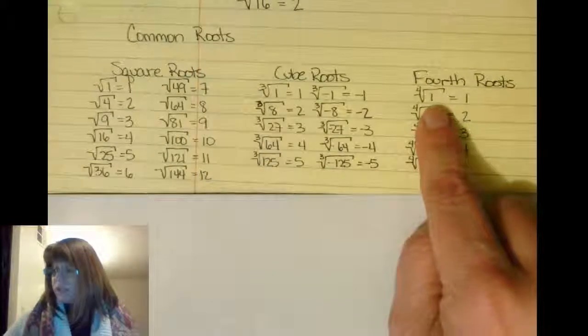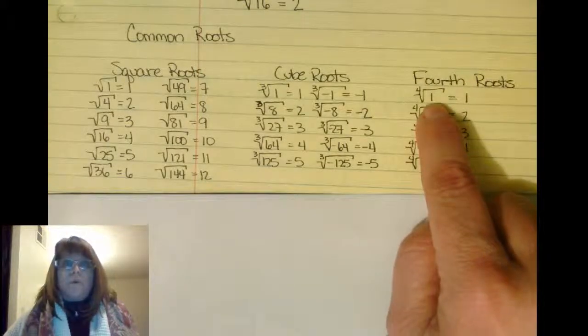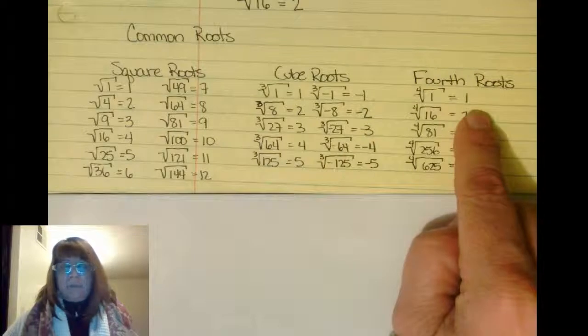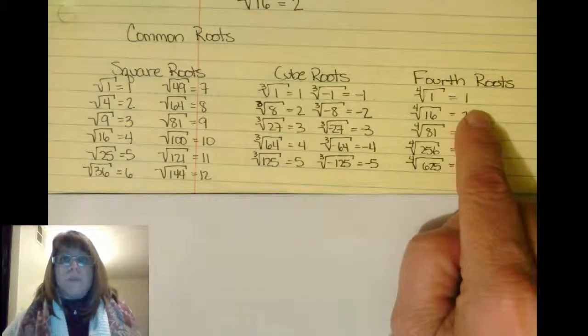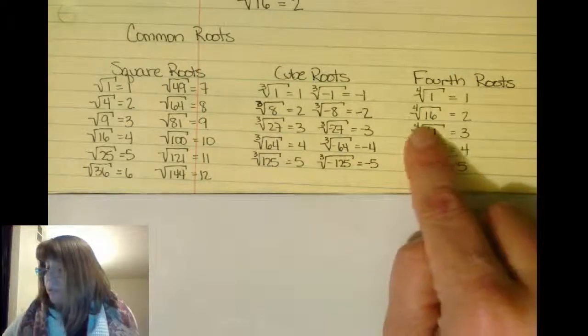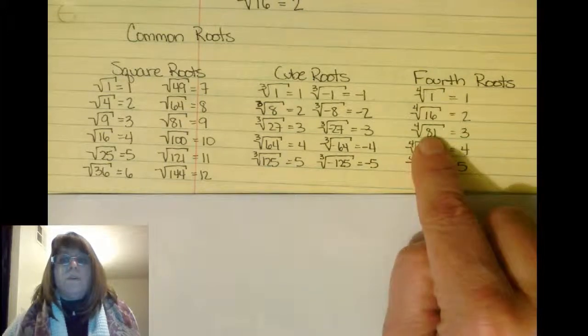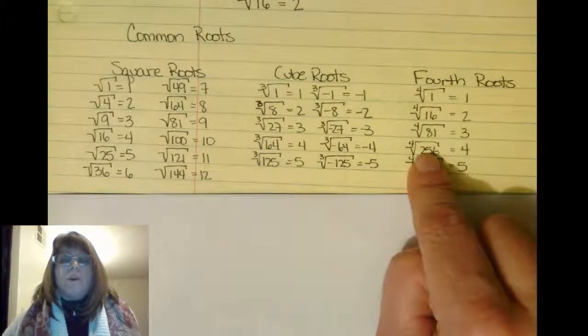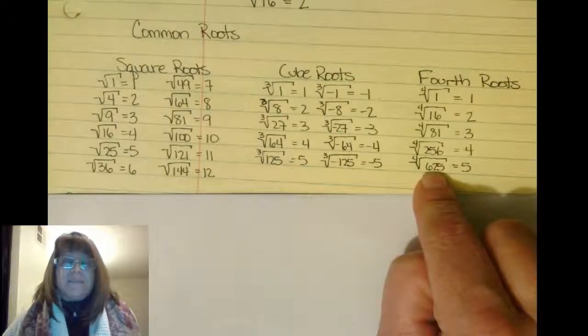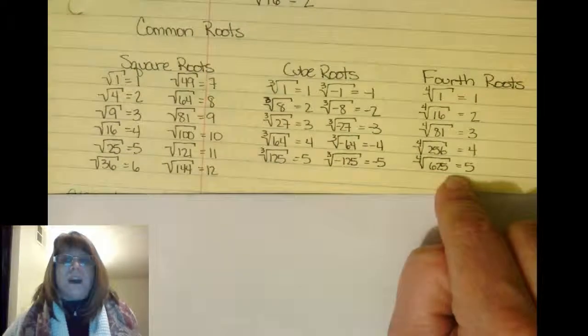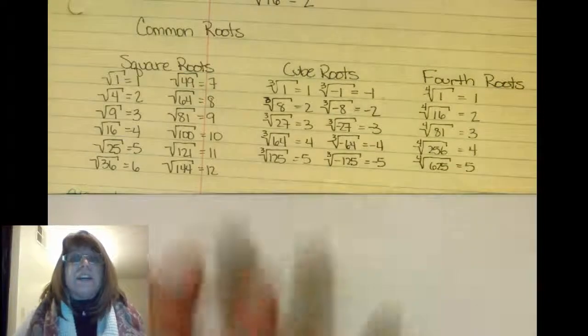Fourth roots, you should know: the fourth root of 1 is 1. That's always an easy one to remember. It doesn't matter what root it is. If it's some root, the 100th root of 1 is 1. The fourth root of 16 is 2. Fourth root of 81 is 3. Fourth root of 256 is 4. And the fourth root of 625 is 5. So those are very common.